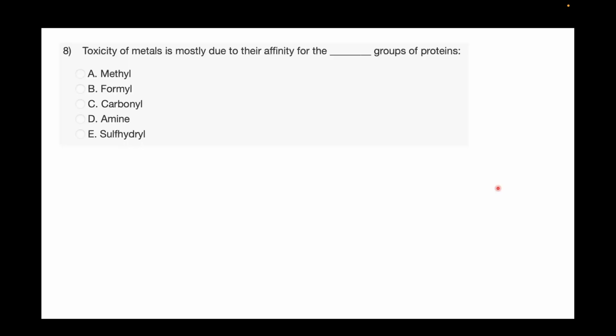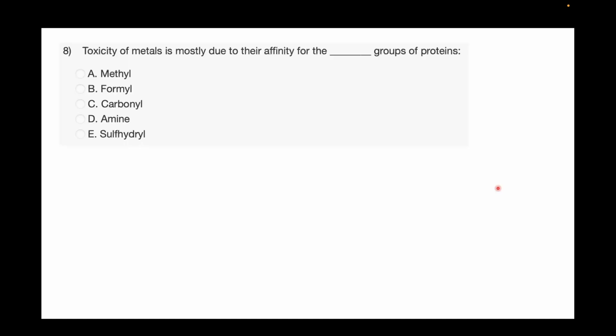Okay, moving on to the next question, question number 8. Toxicity of metals is mostly due to their affinity for the dash groups of proteins. The question is, why are heavy metals toxic to proteins? They react with certain groups of proteins which make them really toxic. Option A, methyl group. Option B, formyl group. Option C, carbonyl group. Option D, amine group. Option E, sulfhydryl group.